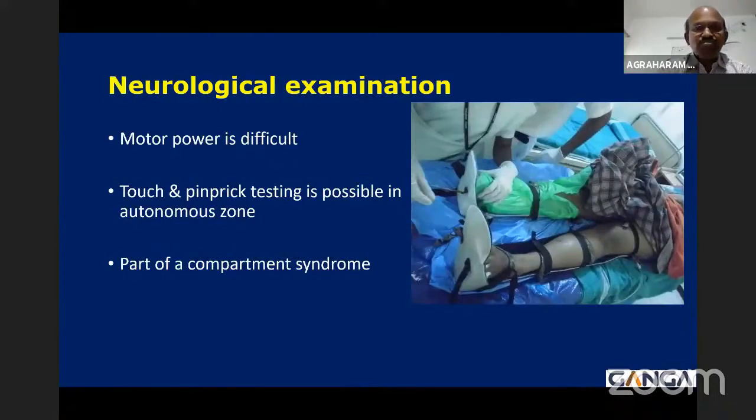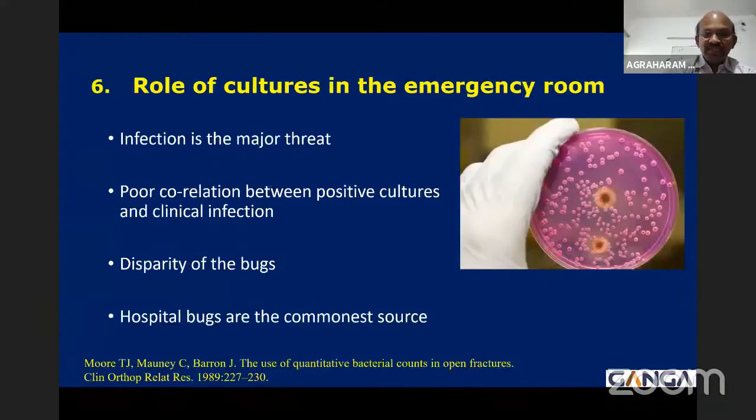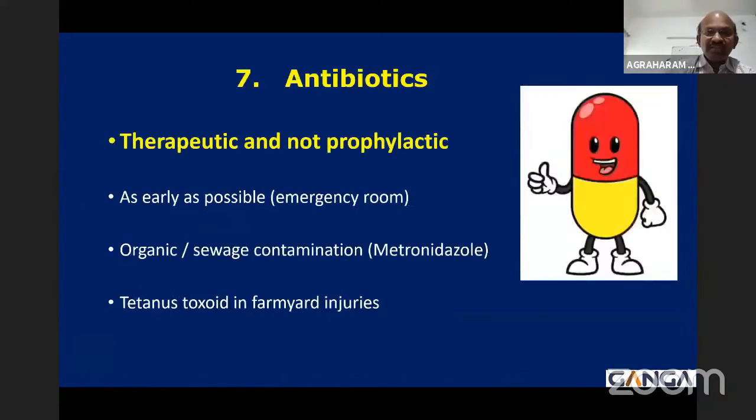Neurological examination is very important. Motor power may be difficult to assess due to pain, and touch and pinprick testing is possible in the autonomous zone. And the neurological examination is a part of the compartment syndrome problem. And there is no role of any cultures that we take in the casualty.